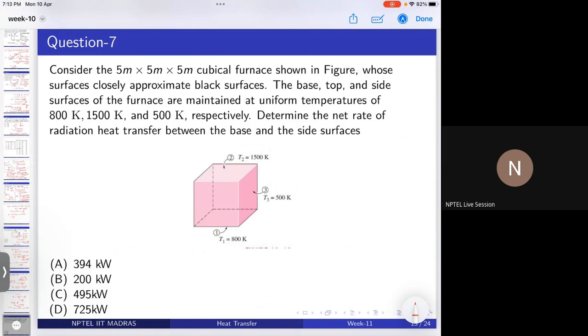So between the base and the side surfaces means, this is the base and this is the top. Can you say which heat transfer I should find? Whether it is Q13 or Q12, which one do I have to find out?